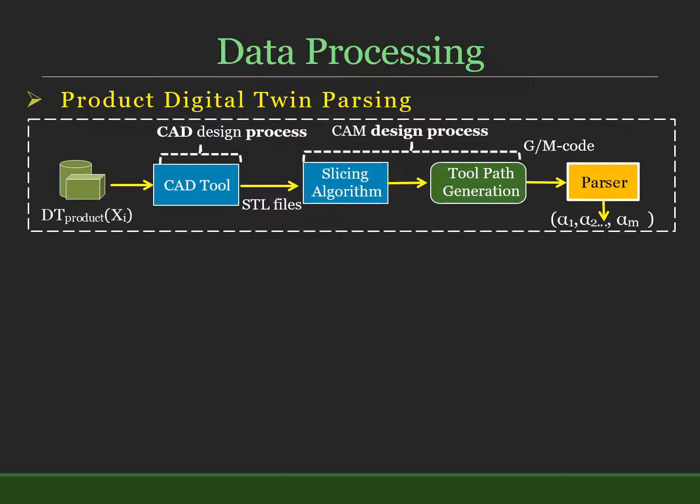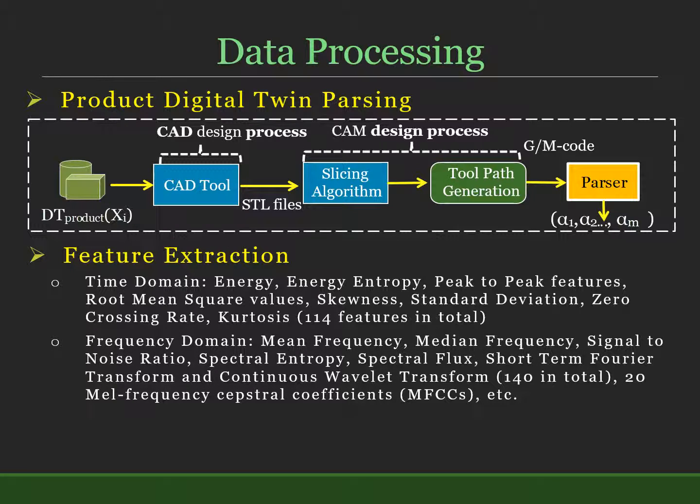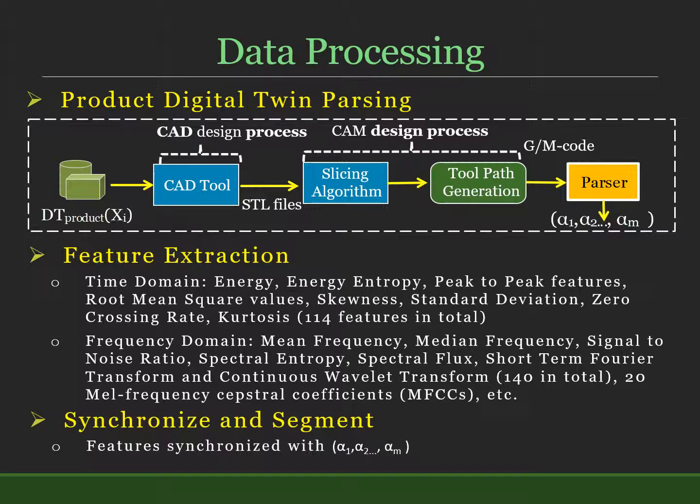In this paper, various time domain features such as energy, entropy, peak-to-peak features, root mean square values, skewness, standard deviation, etc. are considered. In the frequency domain, features such as mean frequency, median frequency, short-term Fourier transform, continuous wavelet transform, etc. are considered. All the analog signals are first synchronized by performing up and down sampling and testing various window sizes for highest model accuracy.